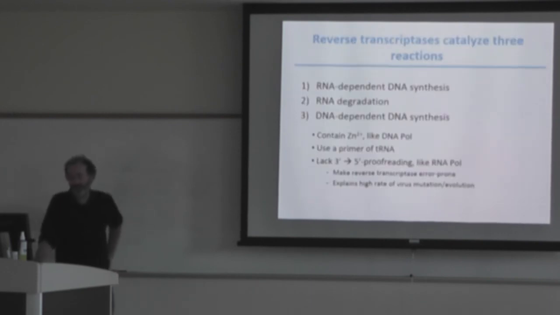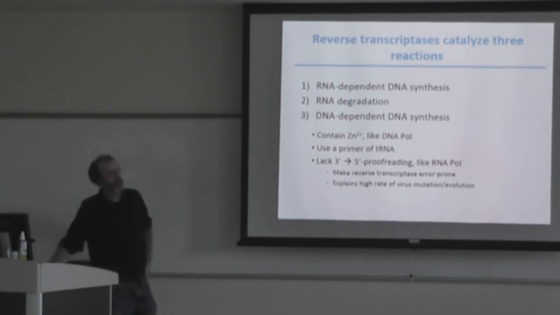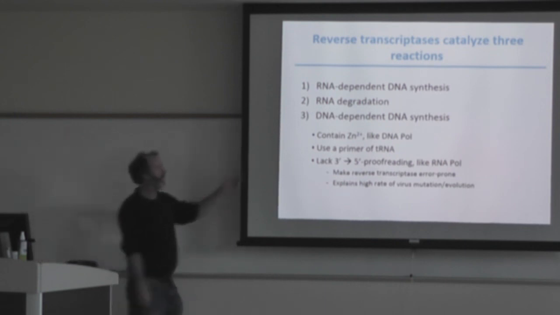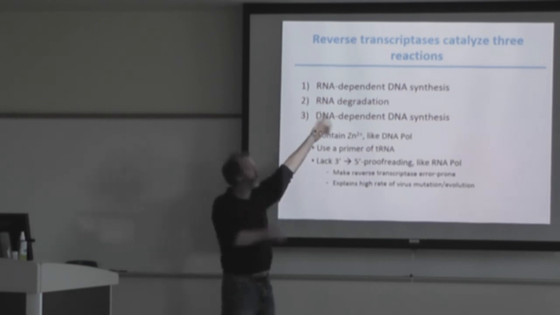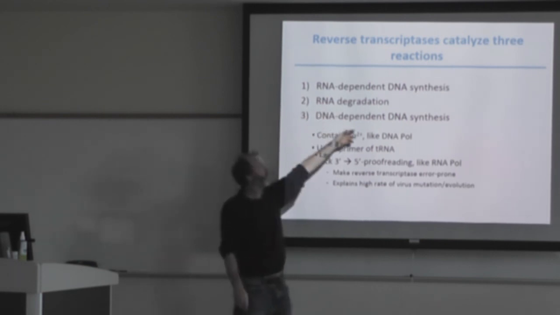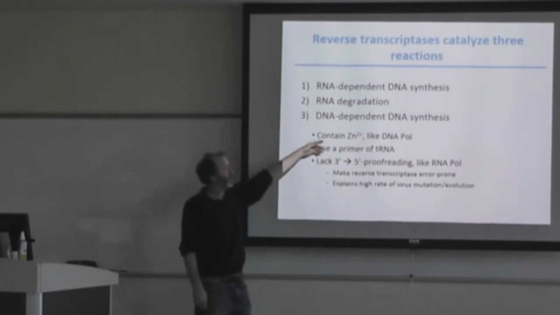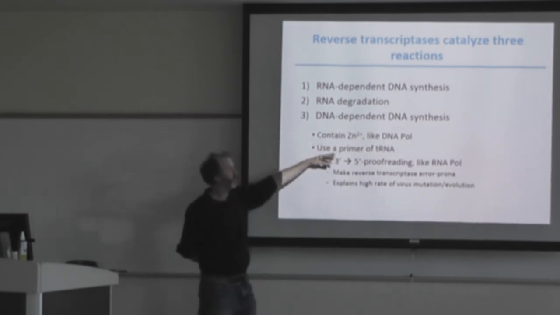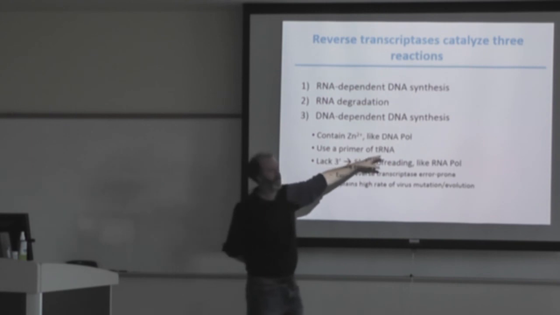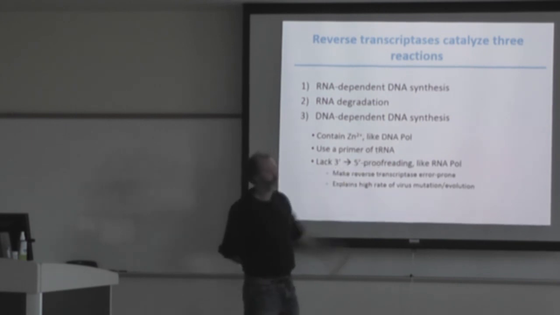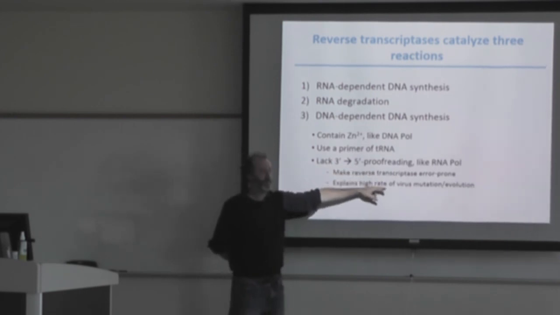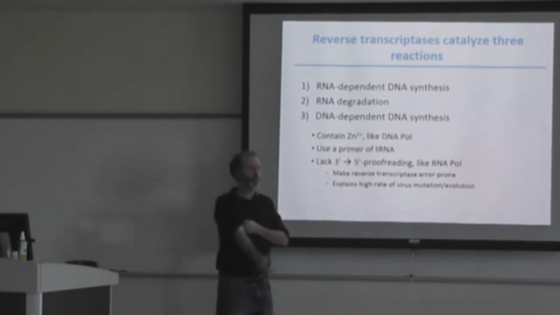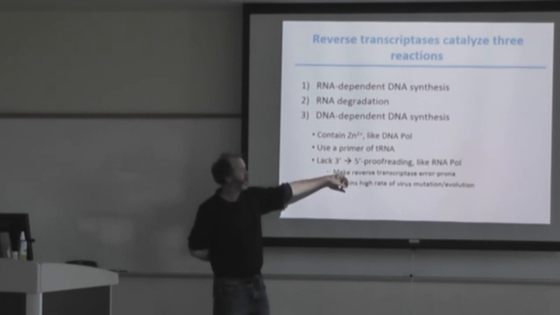So reverse transcriptase catalyzes 3 reactions. RNA-dependent DNA synthesis, already covered these. RNA degradation, so once you make a DNA copy of the RNA, it degrades the RNA. And then DNA-dependent DNA synthesis. It contains zinc like DNA polymerase and uses a primer, which is that tRNA molecule. It lacks 3' to 5' proofreading, so it's going to be error prone. So it's just like RNA polymerase.